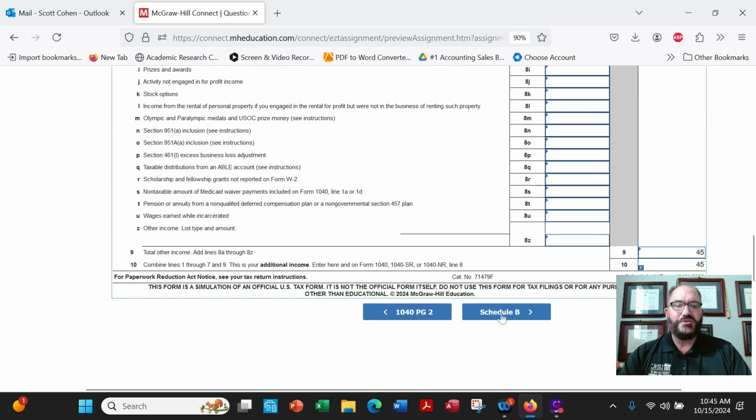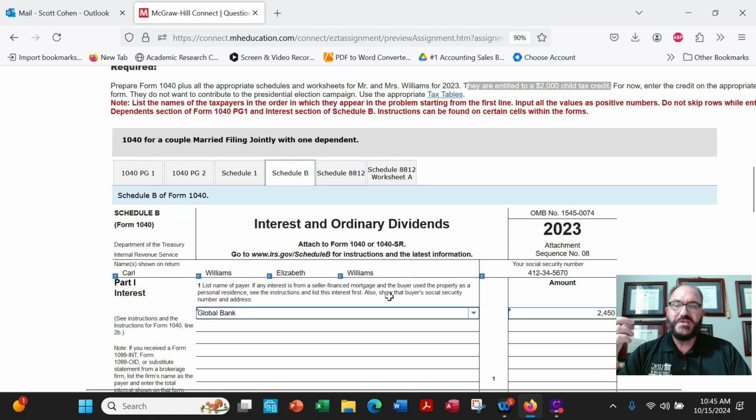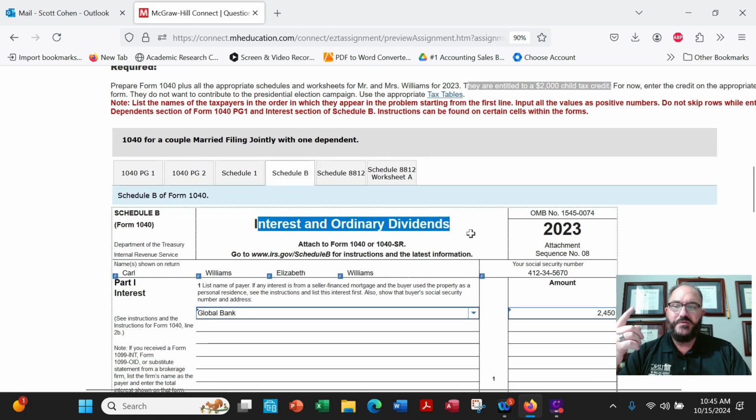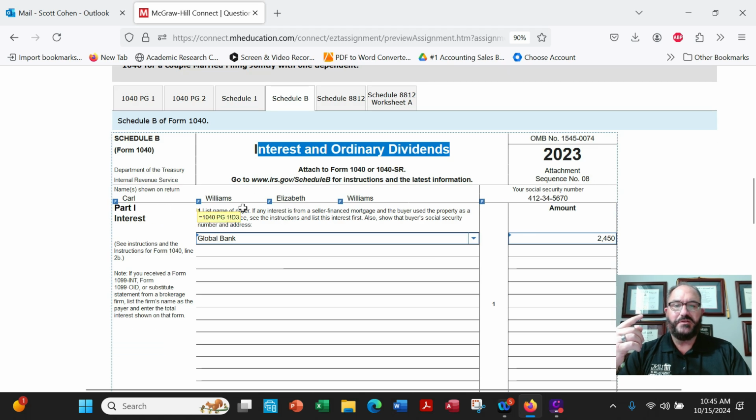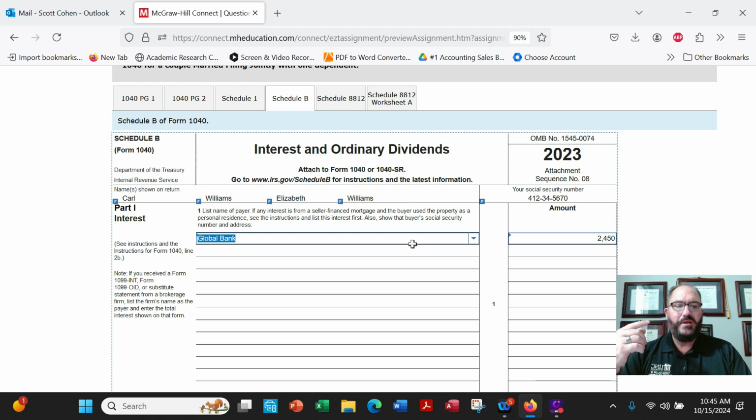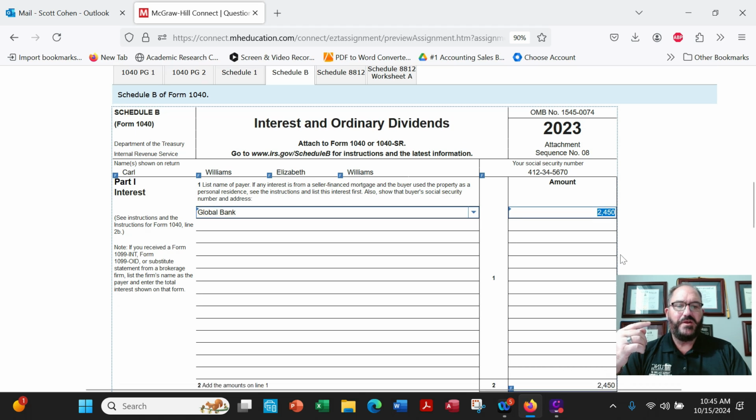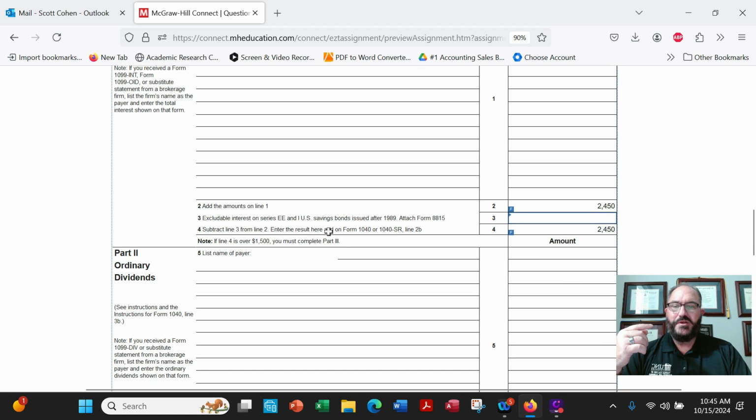Now let's go look at Schedule B. Okay, so Schedule B is interest and ordinary dividends. Here you go. It's got the people's name on it, the Social Security number, right? Global Bank, $2,450. What does it tell you to do with it? It tells you enter the result here, put it on line 2B. That was the taxable amount of interest.